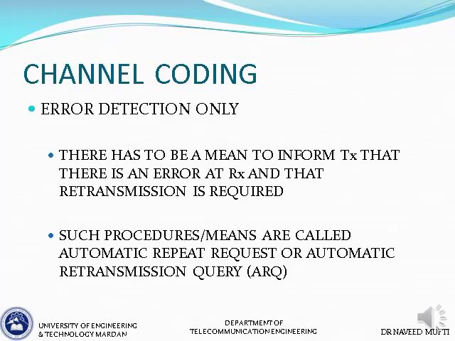So when we come to those techniques or algorithms or schemes which only involve error detection and no correction, there has to be a means to inform the transmitter that an error has occurred at the receiver and that retransmission is required. So in this technique, obviously the receiver is not making any attempt to correct the errors at its end, so it is requesting the transmitter to retransmit.